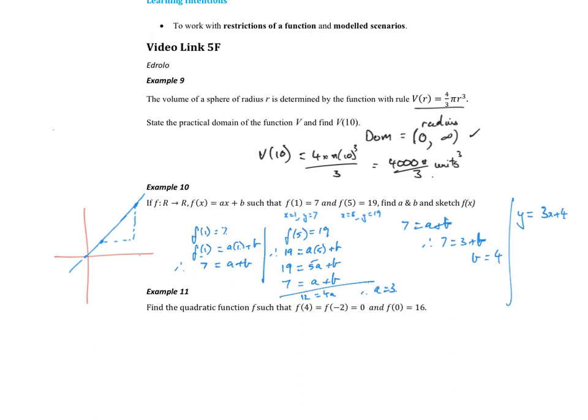So I probably needed a slightly better axis, so I'm going to cheat. So I'm going to do a horizontal axis about here.